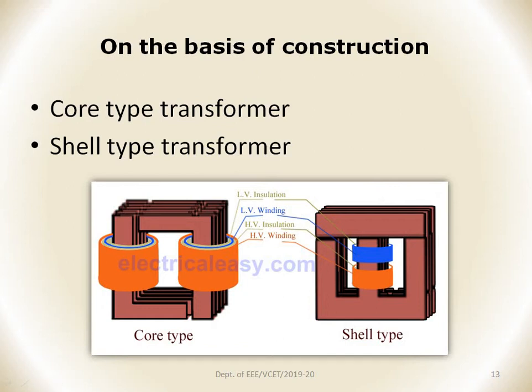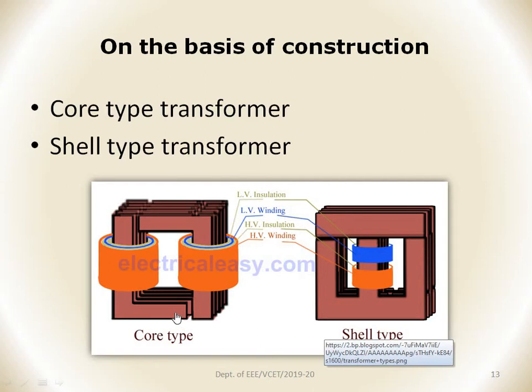We will first discuss the classification based on the construction. As I mentioned earlier, the construction classification has yielded two types of transformer: core type and shell type. Here I have given the picture of the core type and shell type of the transformer, and in the core type you can find that the core holds the primary and secondary windings wound on the limb. This region is called the limb. And the structure of the limb for both cases is different.